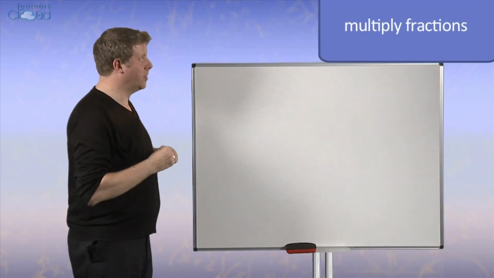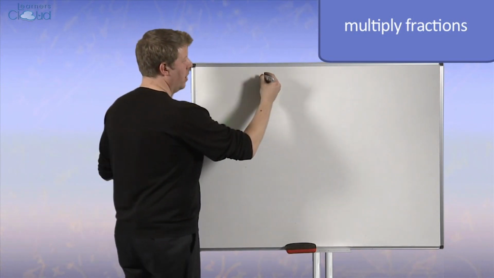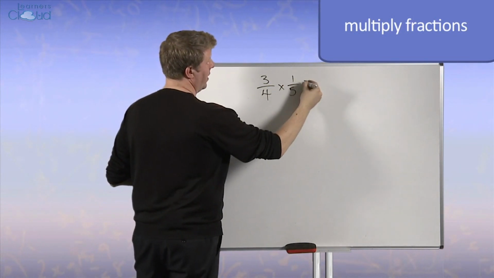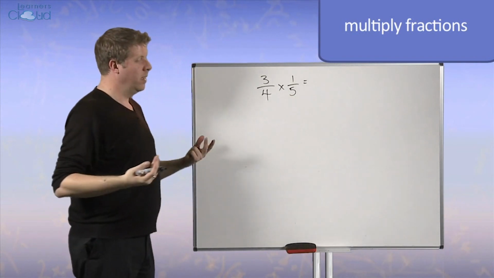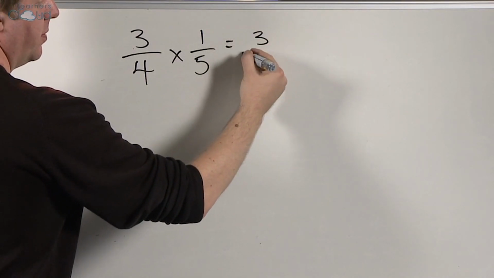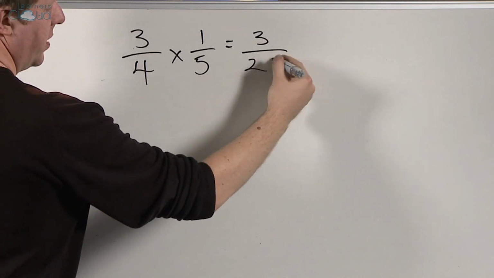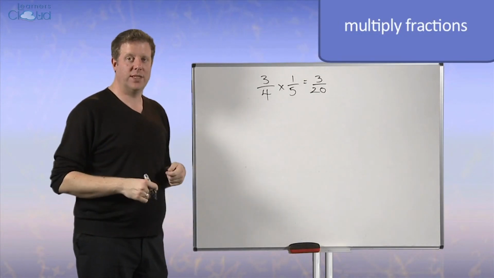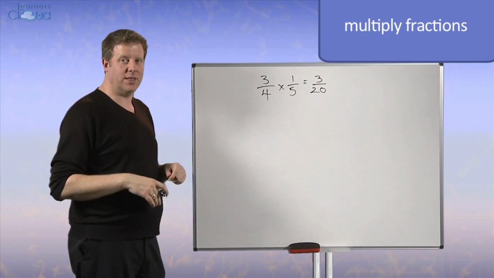So let's take a look first of all at some multiplication. Let's do 3/4 multiplied by 1/5. So quite simply, 3 multiplied by 1 gives me 3. 4 5s are 20. So as simple as that. Two numerators multiplied together and then the two denominators.